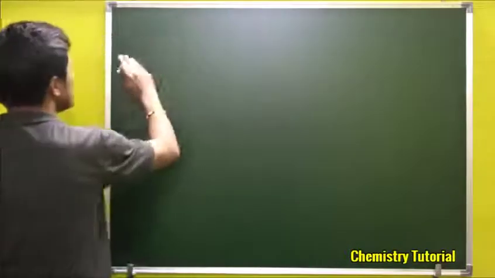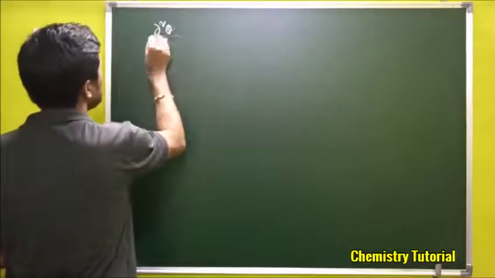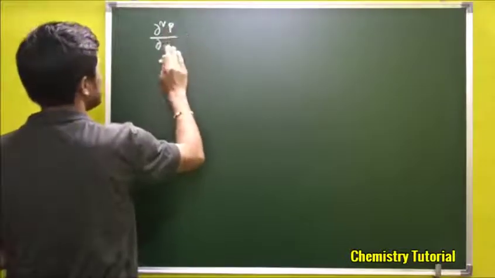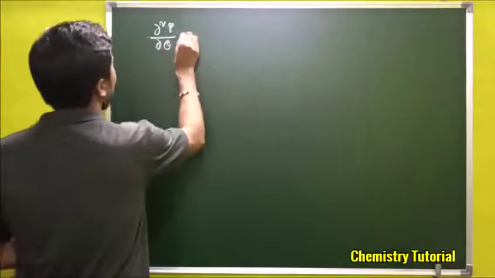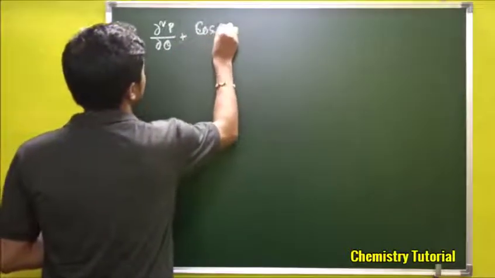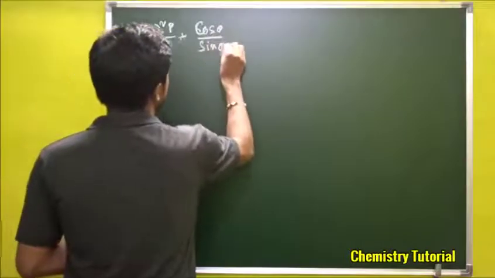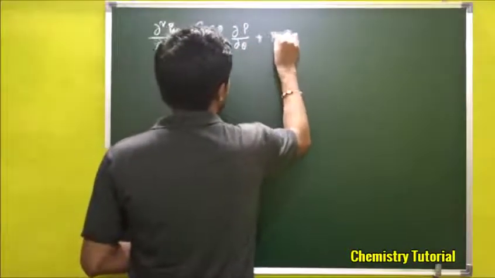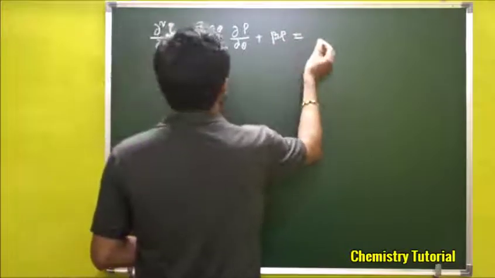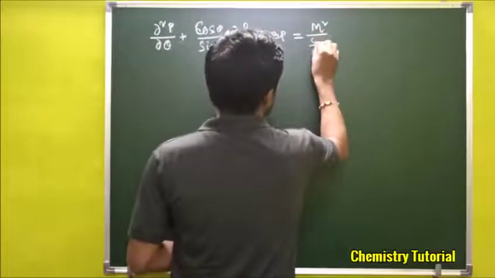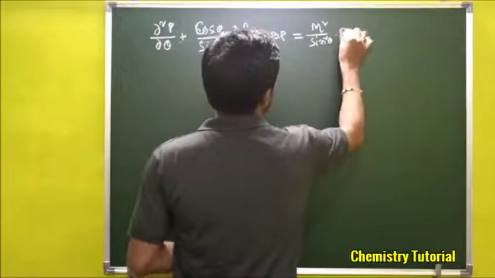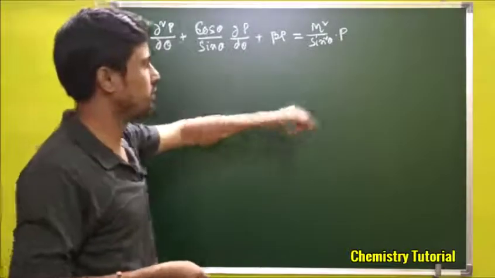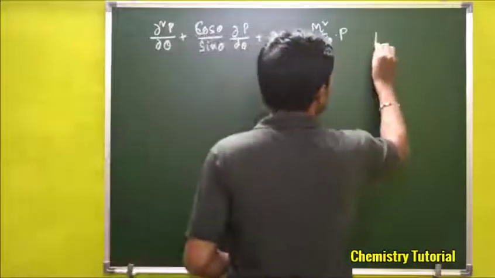The polar equation was d square P divided by d theta square, sorry, it should be P, since P is the function, okay, theta is the variable. So plus cos theta divided by sin theta dP d theta plus beta into P equal to m square divided by sin square theta into P. This is the polar equation we found in the first class of the discussion of the hydrogen atom. Here you should remember what the value of beta is.